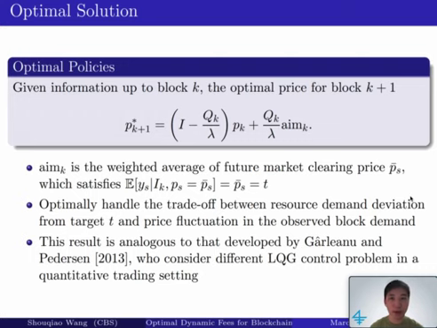The parameter mk is a weighted average of all of the future market clearing prices, ps bar. The first part of the weighted average, which is pk, is for reducing the price fluctuation. And the next part, the mk, is for reducing the resource demand deviation. And there's also a parameter called qk over lambda. It can optimally handle the trade-off between these two targets. And this result is analogous to Gerdiano and Patterson 2013, where he considers the linear quadratic Gaussian problem in a different setting.